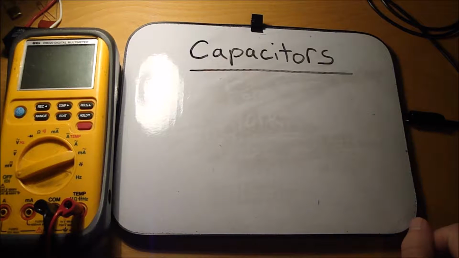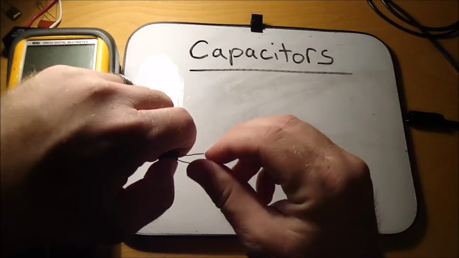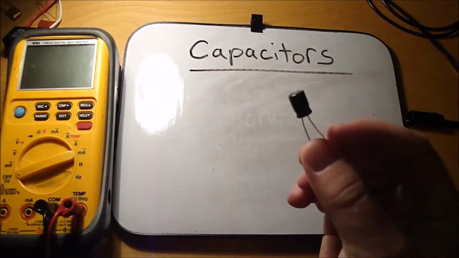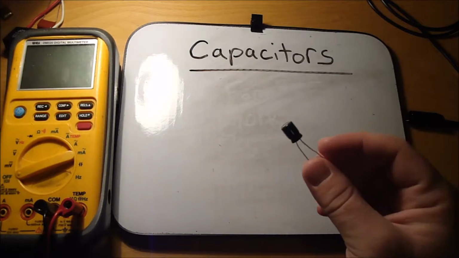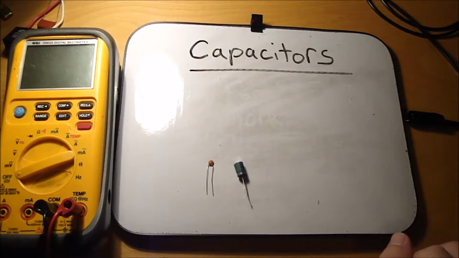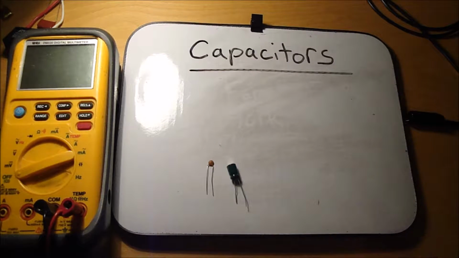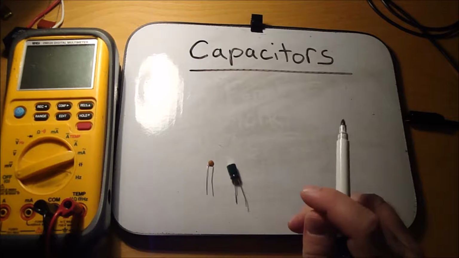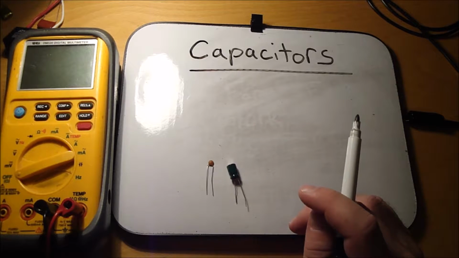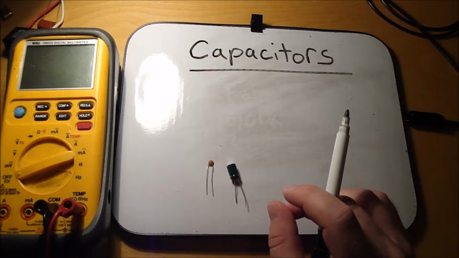Alright, let's talk about capacitors. If you've seen one of these, this right here is a capacitor, and they come in a lot of different shapes, not just this. Here's a couple of them that you'll recognize. A capacitor is basically a storage tank for electrons. It is kind of like a rechargeable battery.